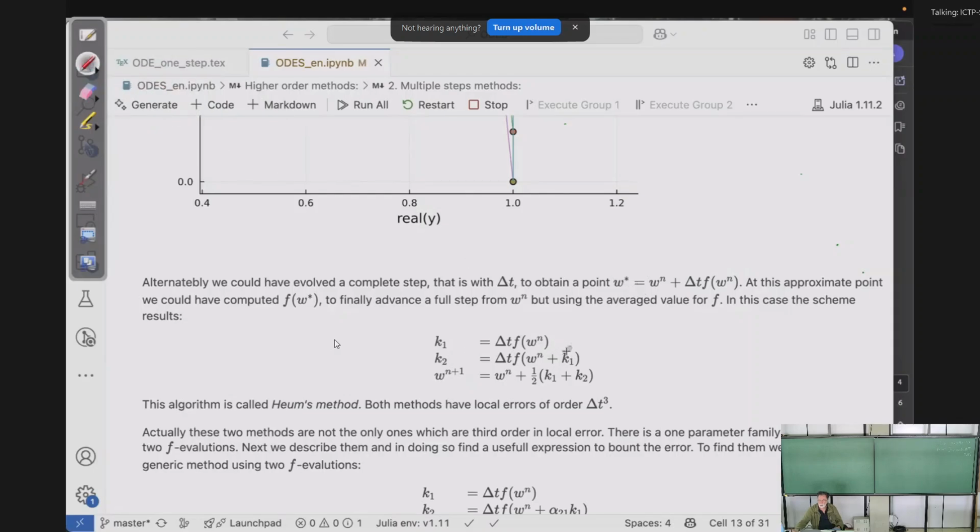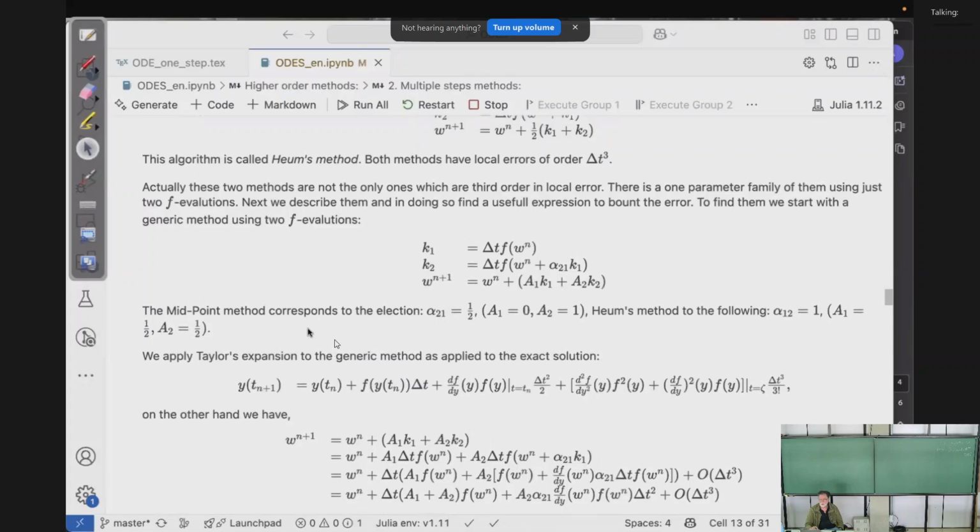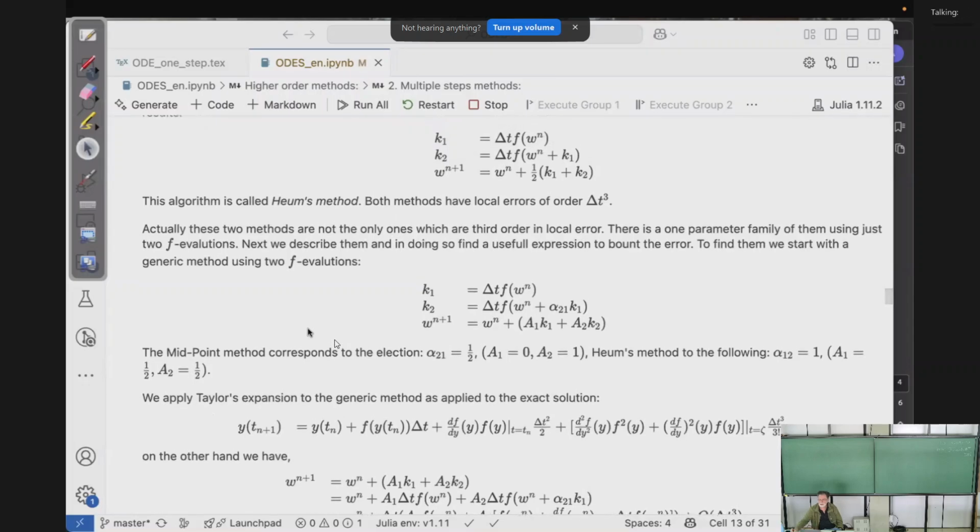You put K1 here, and then at the end you do the average. So 1/2 K1 plus K2. And also have a local error of order delta t cubed. These we are going to compute later on. Actually, you can consider all these methods.